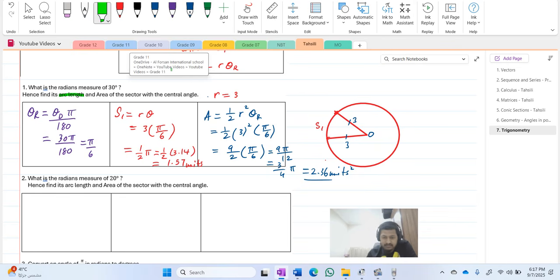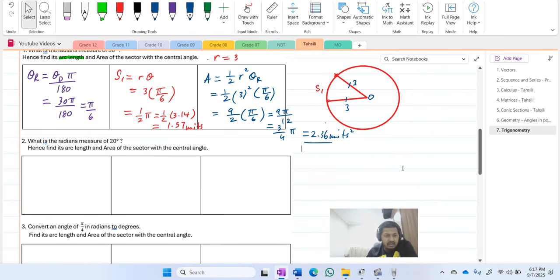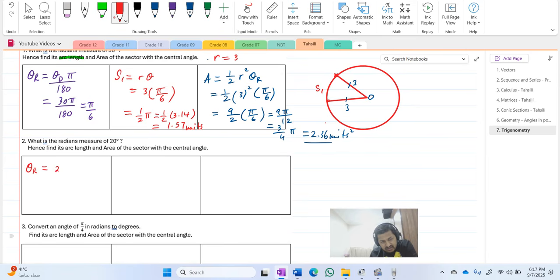Next one. What is the radians measure of 20 degrees? So we have theta in radians, so that's 20 pi over 180. Zeros cancel out, 2 divided by 18 is 9, so 1 over 9 pi, or pi over 9. We have pi over 9 radians. So we have that. Next one, find its arc length. So again, the radius I will put here is 3, because the radius wasn't given.